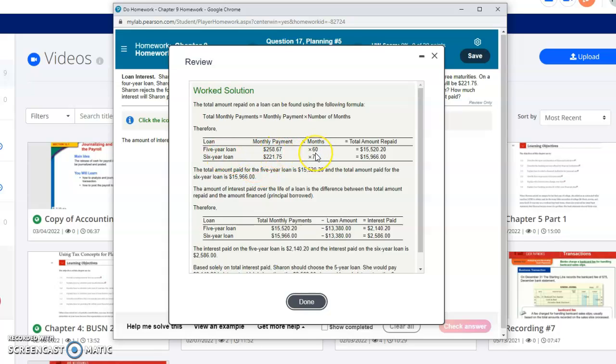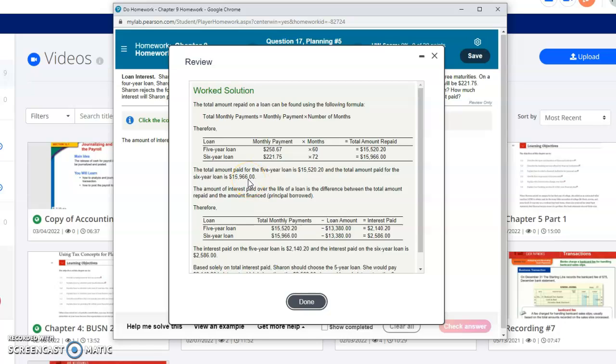So if you're looking at this, 5-year loan, $258.67. If you multiply it by 60 months, this is what she's going to pay overall, $15,520.20. Again, your amount would be different. 6-year loan, $221.75 times 72. She'll end up paying back over the life of the loan $15,966. The total amount paid for the 5-year loan is $15,520.20, and the total amount paid for the 6-year loan would be that.